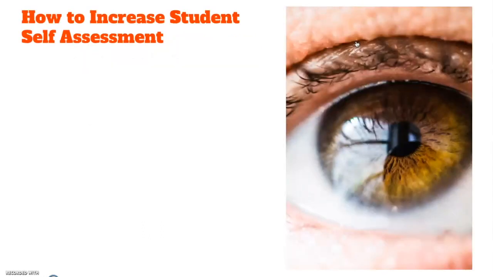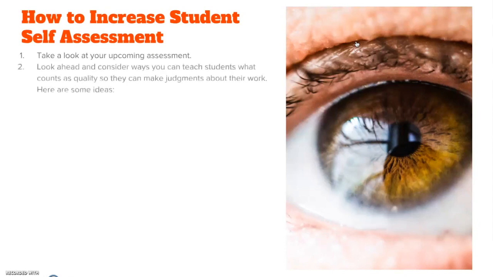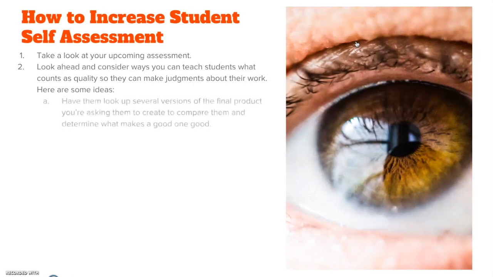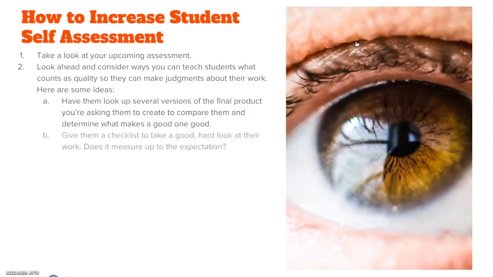So here's how. Take a look at your upcoming assessment. Look ahead and consider ways you can teach students what counts as quality so they can make judgments about their work. Here are some ideas. Have them look up several versions of the final product you're asking them to create to compare them and determine what makes a good one good. Give them a checklist to take a good hard look at their work. Does it measure up to the expectation?